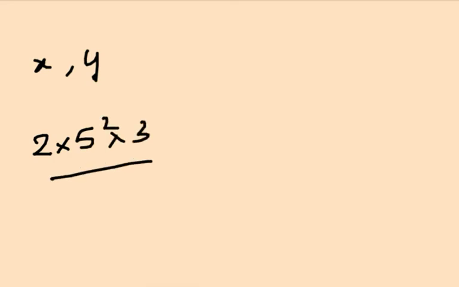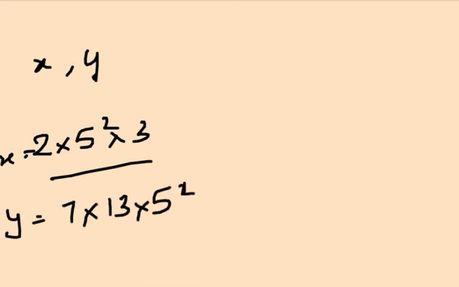And for LCM and HCF, if we are given two numbers x and y, suppose the factors of x are 2 into 5 square into 3, which are all prime numbers. X is equal to this and y is equal to 7 into 13 into 5 square. So okay, let's take some smaller numbers: 7 into 2 into 5 square. So here the factors of x and y we have supposed are these.